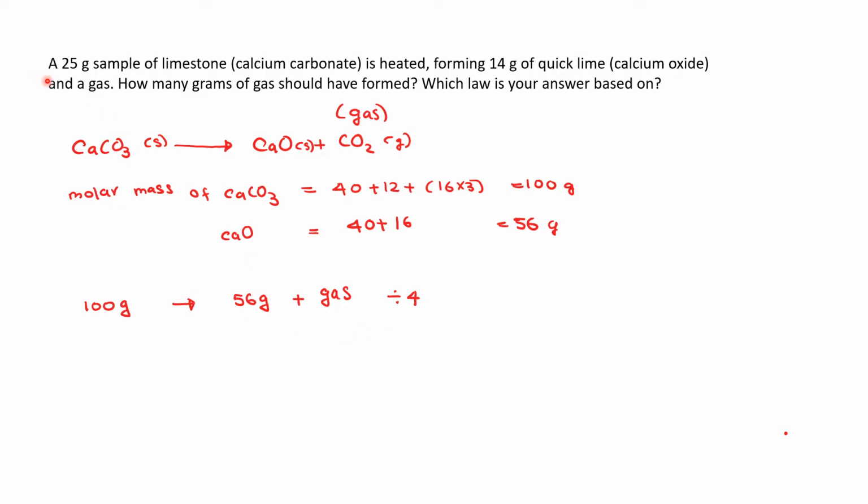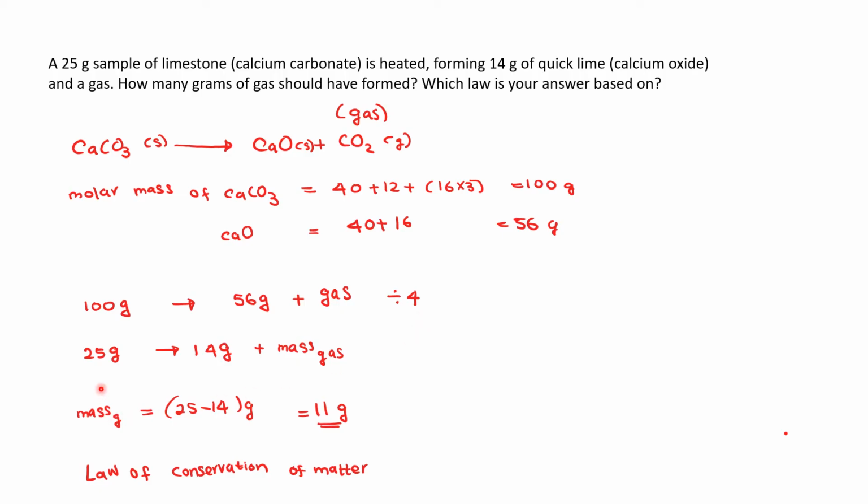So the question is about 25 grams of sample. So let's say we divide this equation by 4. And you are going to have 25 grams of your sample and you are going to heat it and you are going to get 14 grams of quicklime and some amount of gas. So to find the amount of gas, we are going to subtract 14 from 25. That means the mass of gas equals 11 grams. So the law you are going to use here is the law of conservation of matter.